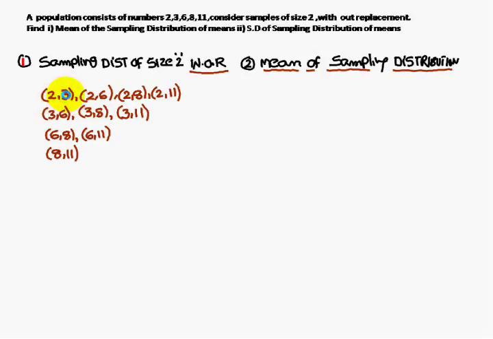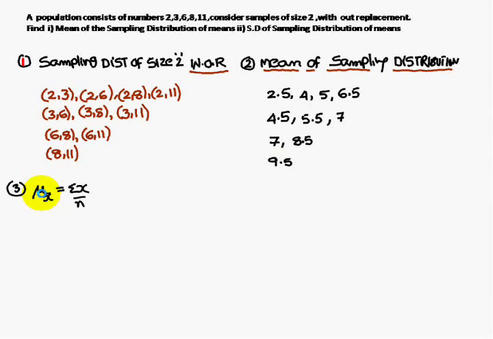For the first ordered pair, what is the average? 2 plus 3 by 2, that is nothing but 2.5. For the second one it is 4. So 2.5 is the average of the first ordered pair, 4 is the second pair's average, 5 is the third pair's average, 6.5 is the fourth pair's average. Similarly, for the second row and the third row, these are the averages. For the last one, 11 plus 8, 19 by 2, 9.5 is the average.